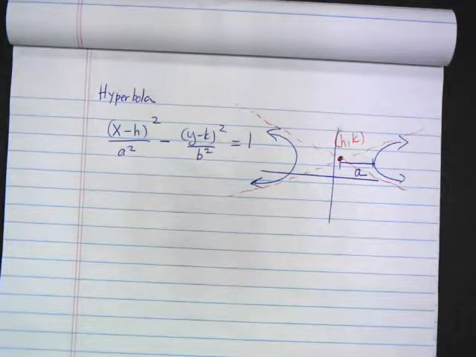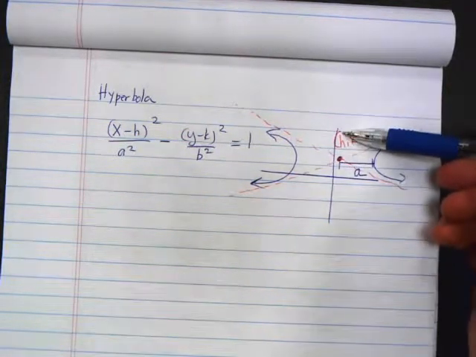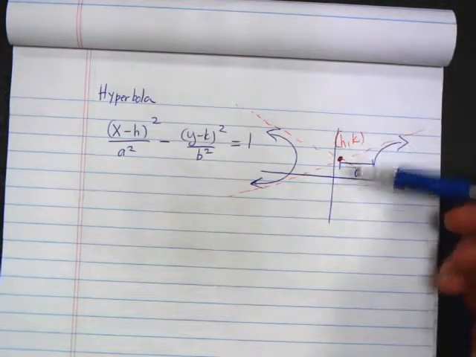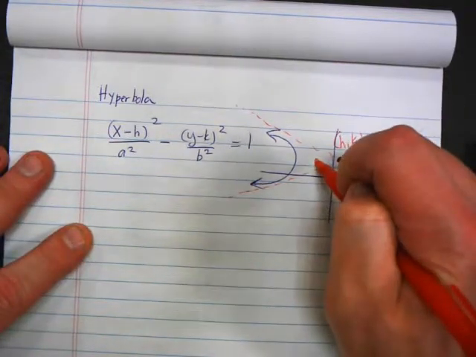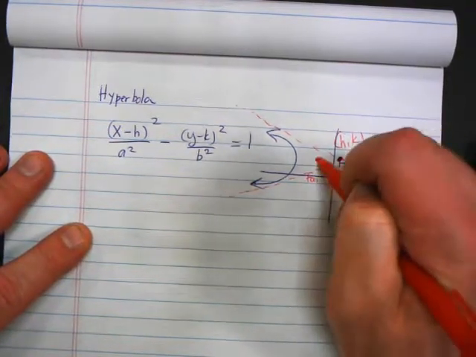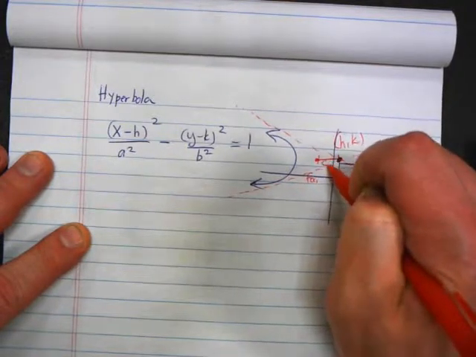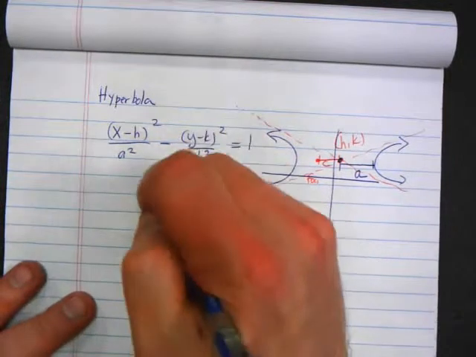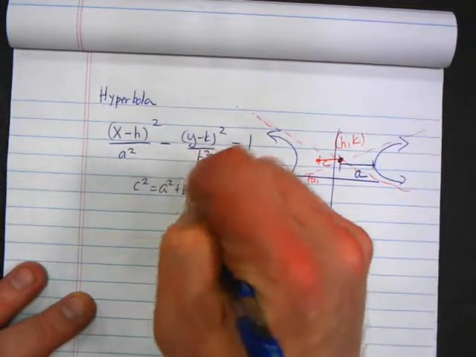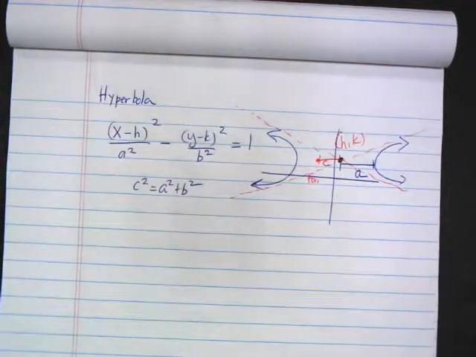Now, unfortunately, B doesn't have a whole lot of meaning. B is a distance from here to some point up there, but it doesn't have a whole lot of meaning because it doesn't touch the graph. There is also the point C, which is one of the foci. C is the distance from the center to a focus. And then the relationship turns out to be exactly the same as the Pythagorean theorem. C squared equals A squared plus B squared.